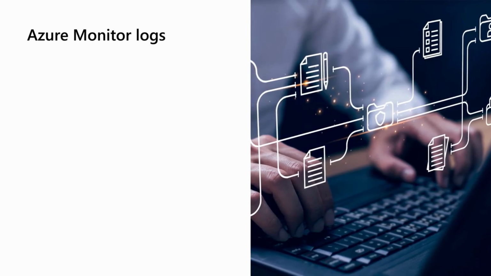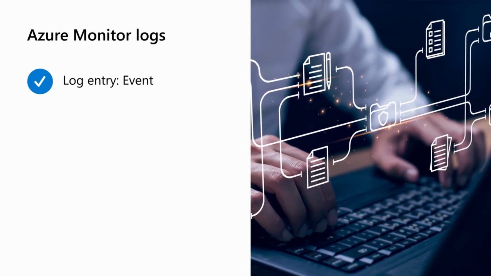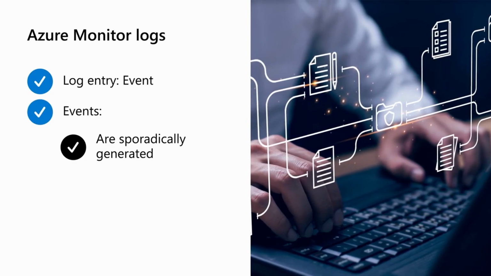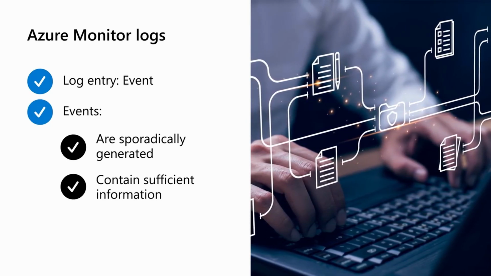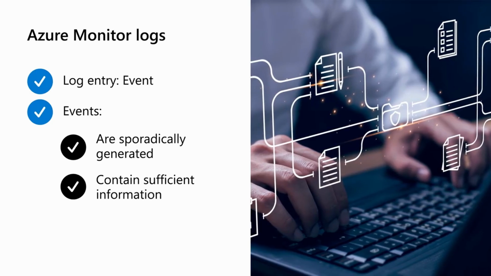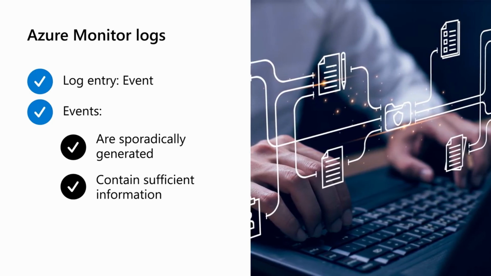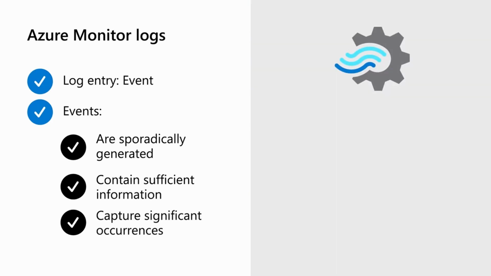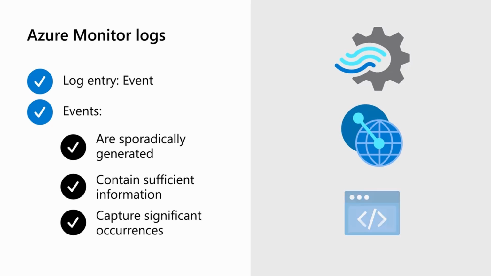In logging systems, a common type of log entry is an event. Events are generated sporadically by applications or services and contain sufficient information to provide complete context. So, what do they capture? Events capture significant occurrences such as creating or modifying a resource, starting a new host in response to increased traffic, or detecting an error in an application.